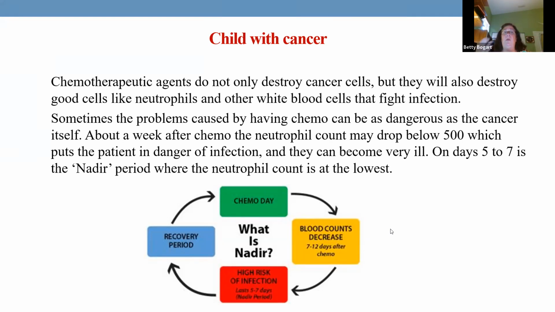Now, when we give chemotherapy, around day 5 of 7, this is called the nadir period, and this is when the neutrophils are at their lowest. So as a nurse, what does that mean to me? I'm going to be very careful, because this is when you start seeing the neutrophils at their lowest, and we really need to be careful.